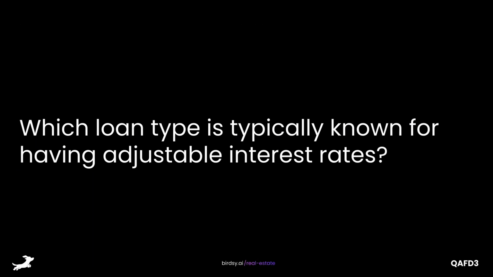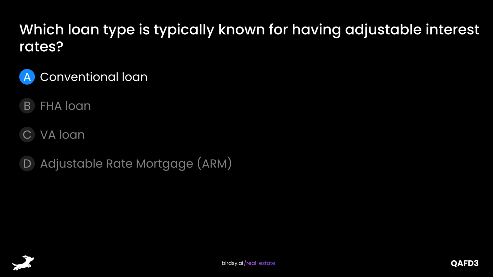Which loan type is typically known for having adjustable interest rates? Is it A, conventional loan, B, the Federal Housing Administration FHA loan, C, Veterans Affairs VA loan, or D, adjustable rate mortgage ARM?